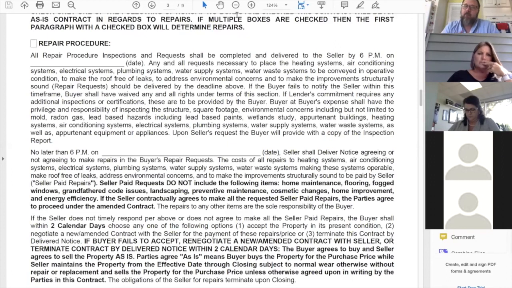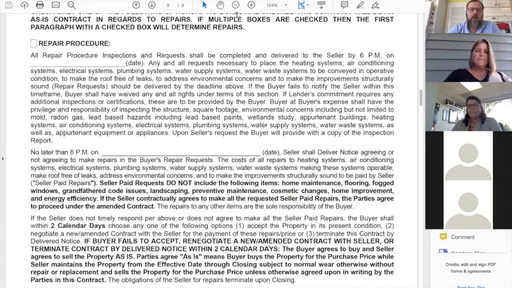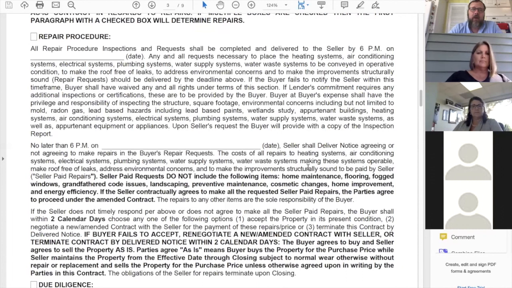Now, if they refuse to do this, which they can, then you would get your earnest money back and we can move on. So then the next date is no later than X time for the seller to deliver notice agreeing or not agreeing to make repairs in the buyer's repair requests.